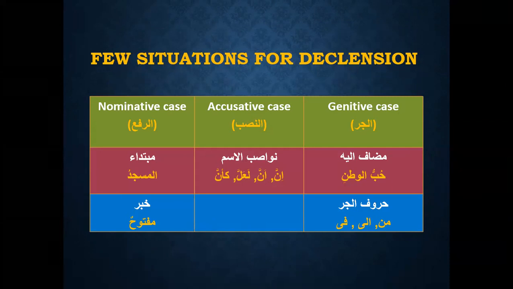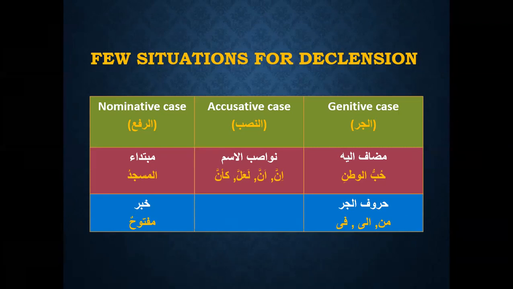Likewise, accusative state, mansub state. What are the words, letters? Inna, anna, ka anna, lakinna, layta, la'alla. Those six. They are called nawasibul ism. They would make ism into mansub state. That is why you say ashhadu anna muhammadan, not muhammadun. Muhammadun Rasulullah in marfu state, Muhammad is the messenger of Allah sallallahu alayhi wa sallam. If you put inna, anna, ka anna, lakinna, layta, la'alla before it, it would become Muhammadan.